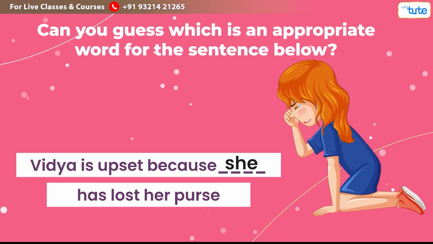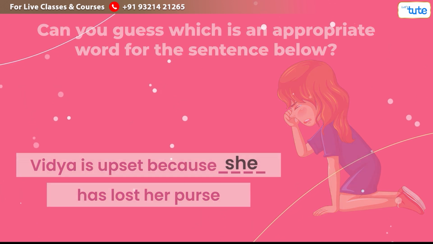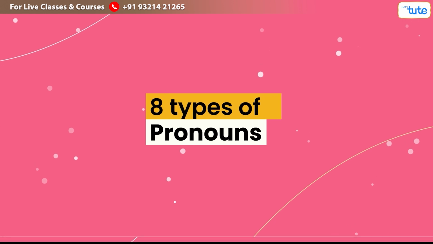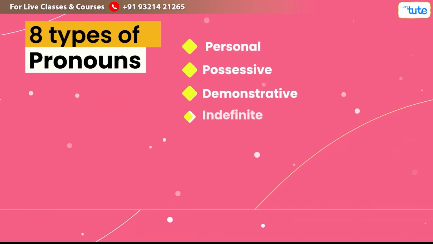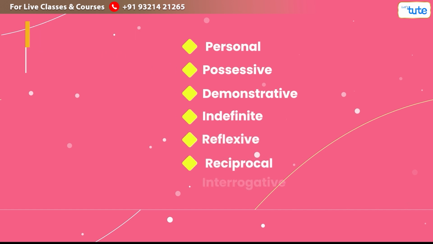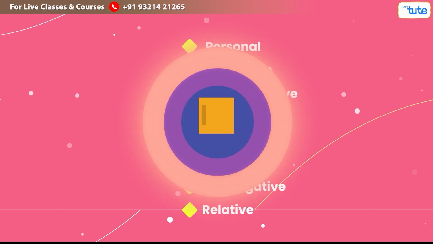Now let us move ahead with types of pronouns. There are 8 types of pronouns. They are personal, possessive, demonstrative, indefinite, reflexive, reciprocal, interrogative and relative.